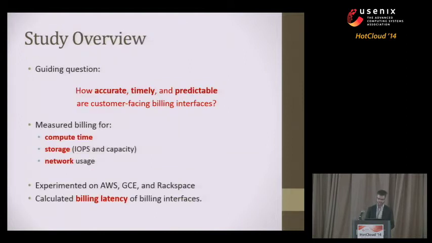So our main question during the study was, how accurate, timely, and predictable are customer-facing billing interfaces? We measured compute time, storage, network usage, and billing latency across three major cloud providers, Amazon Web Services, Google Compute Engine, and Rackspace. We wanted to look at Azure, but due to time constraints, did not have a chance to. That's future work.